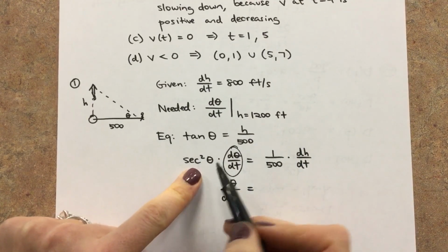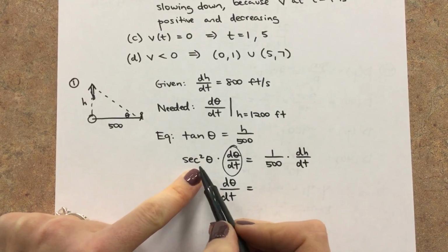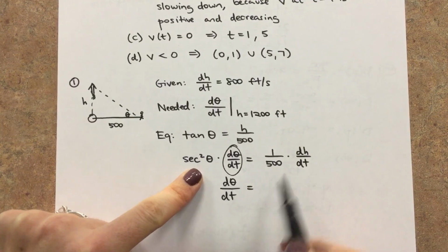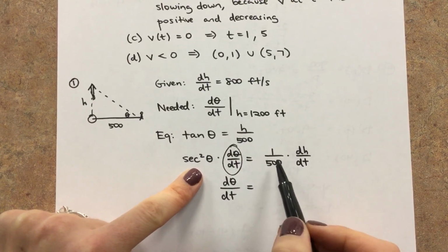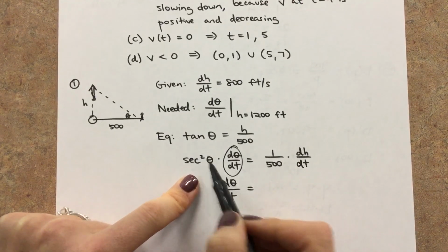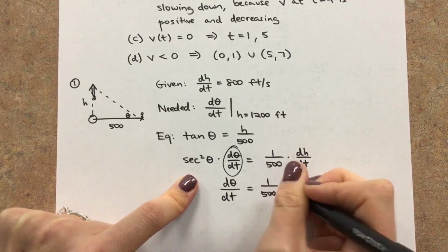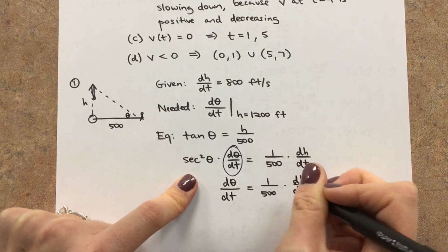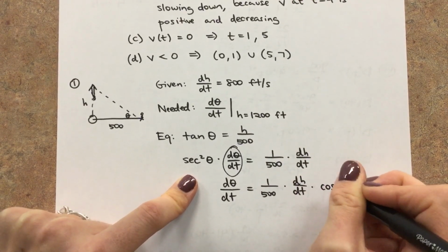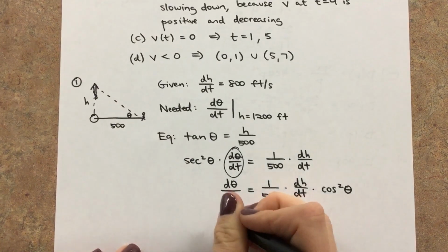So stay with me here. Secant is the reciprocal of cosine. What we can do is multiply both sides by cosine squared to get it over to the other side. So think of this as 1 over cosine squared. I can multiply both sides by cosine squared. Okay, so if I know all that info, I will find d theta by dt.